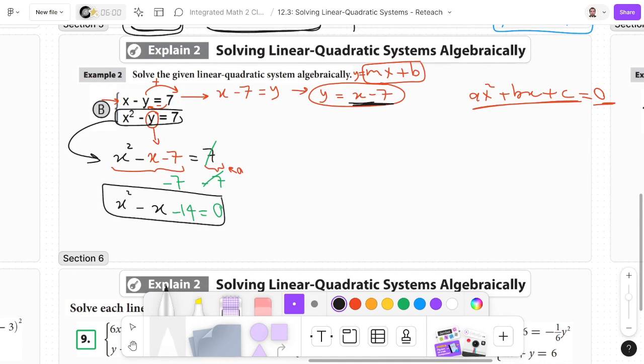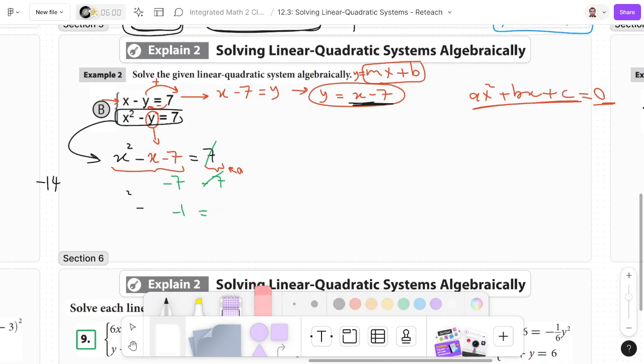Now, can we factor this one? Check. Can we factor? So what are the factors of negative 14? The factors of negative 14 are, oh, sorry, I made a mistake. Let me erase this one. It's a small mistake, don't worry. Only this step.